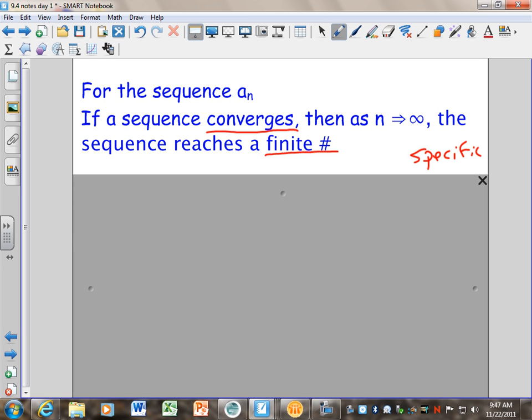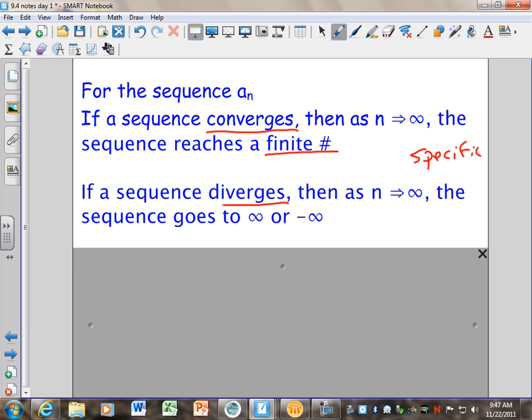The thing that happens is your sequence could diverge. If a sequence diverges, then that means as your numbers go up and up and up, as you look at higher and higher terms, it doesn't go to a finite number. It just keeps getting bigger or it keeps getting smaller, which we say means it goes to infinity or negative infinity.